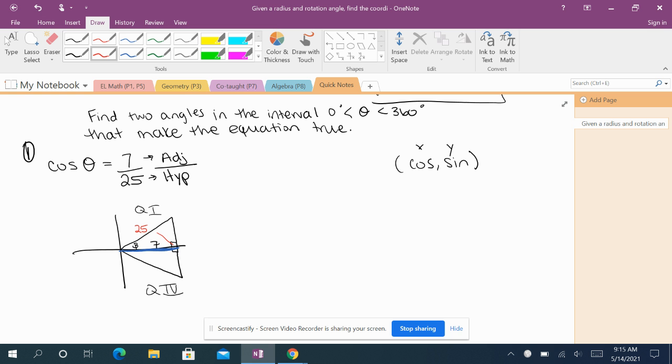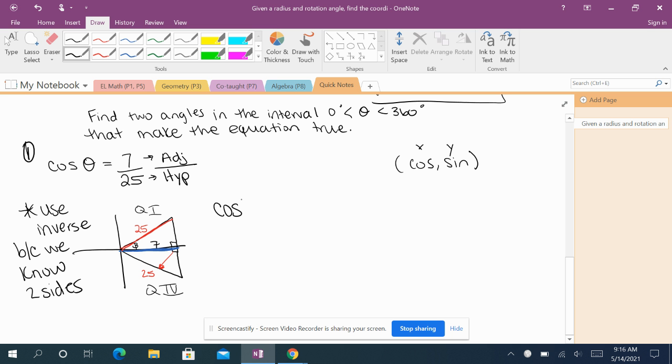So I'm going to erase that, and then I'm going to put this. On this triangle, the hypotenuse is here. My adjacent side is the same. Now I have to find this angle here. I know my two sides, so this means that I have to use the inverse, because we know two sides. We have 7, we have 25.